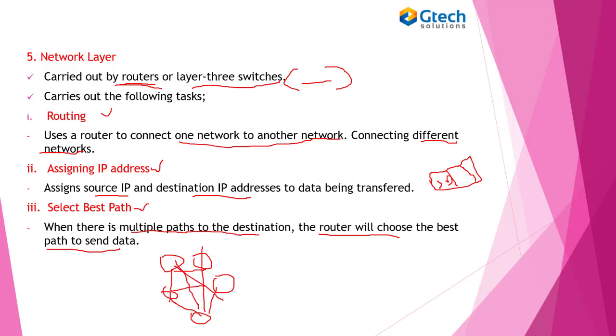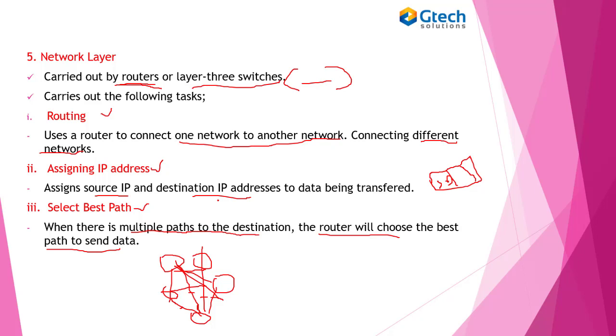So this router, while communicating, will select the best path. While routing data, the router will choose a path, whether it's this one, this one, or this one. It will choose the best path to send data. It will not send data through a path that will create a loop. It will choose the best path and route the data. So I hope you understand the 3 functionalities of the network layer.